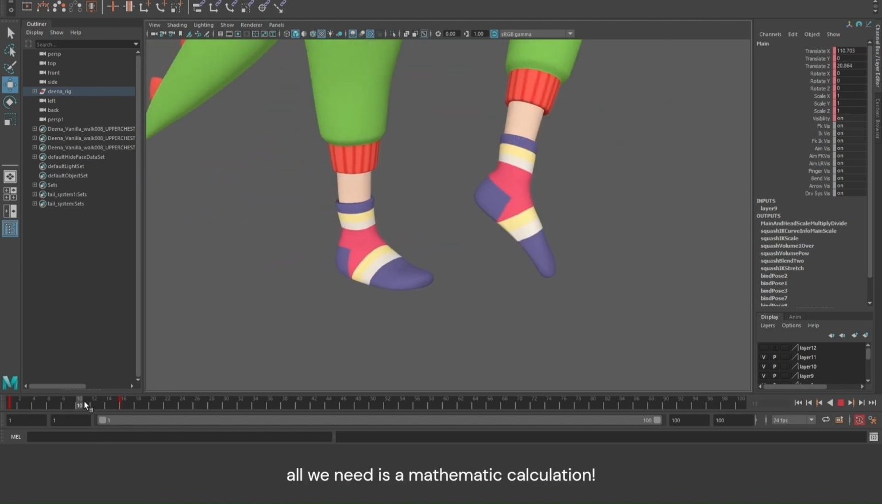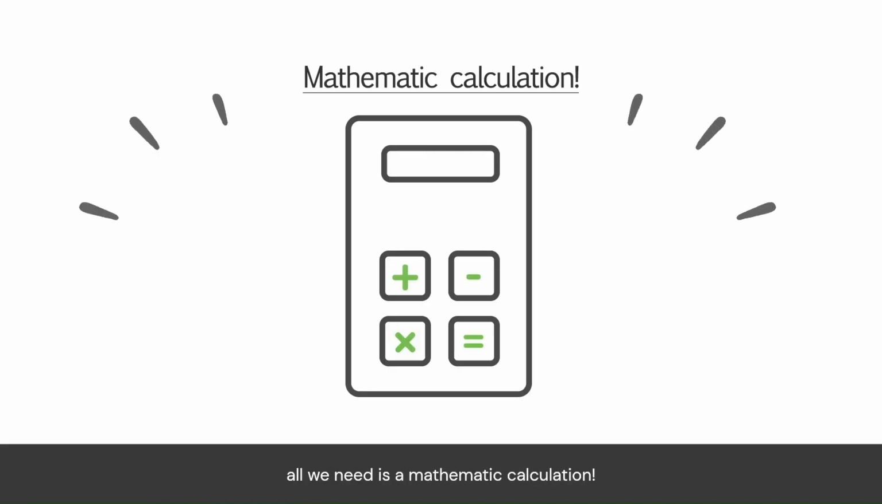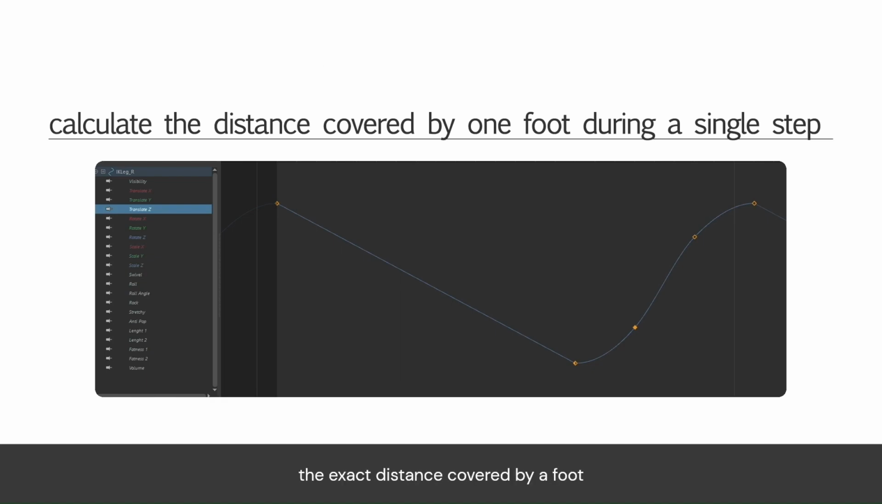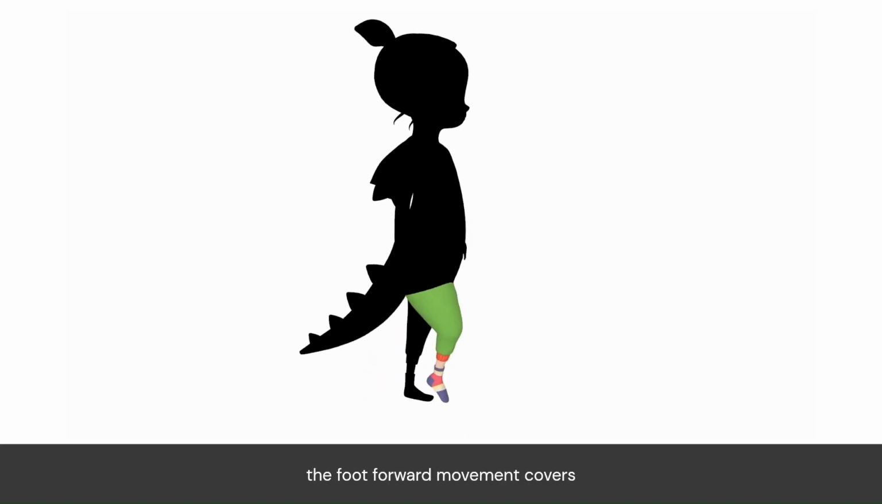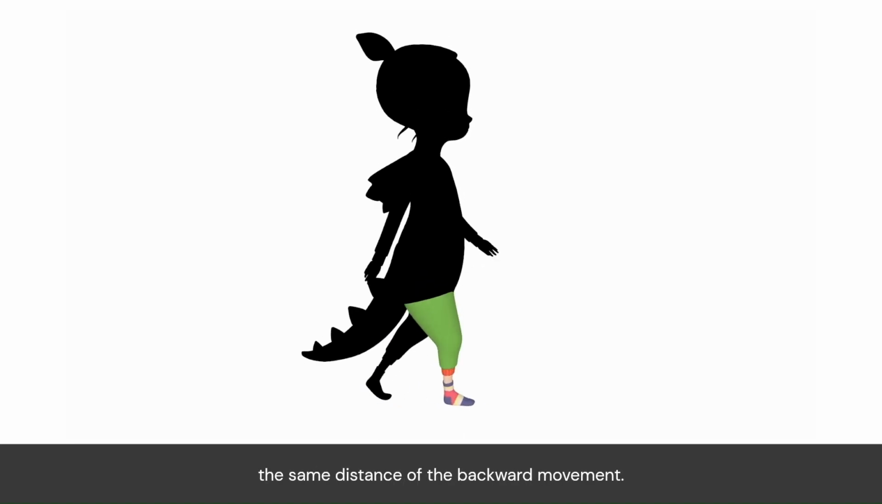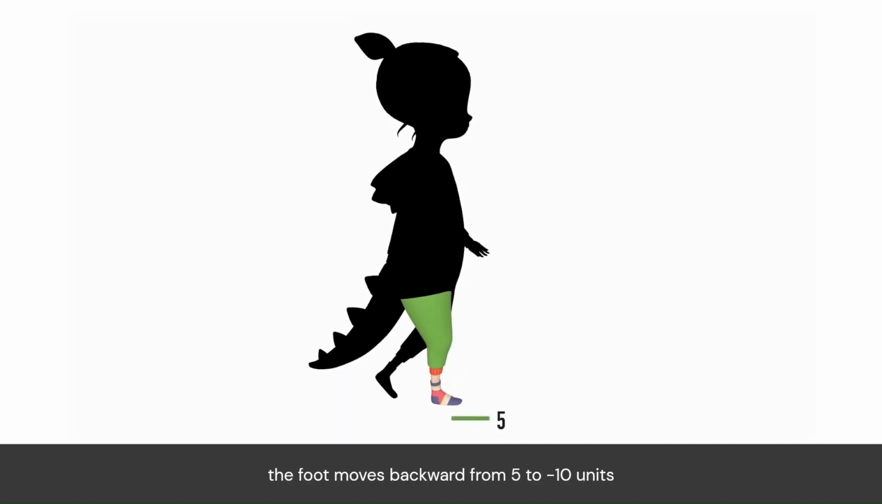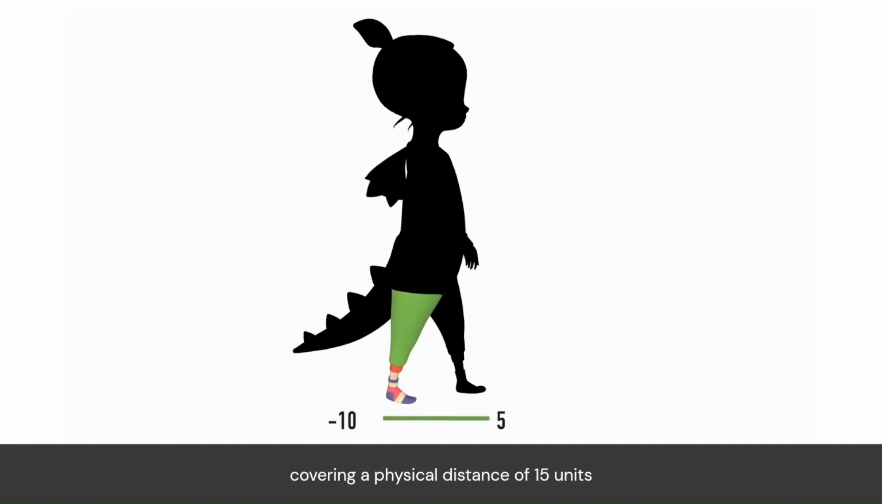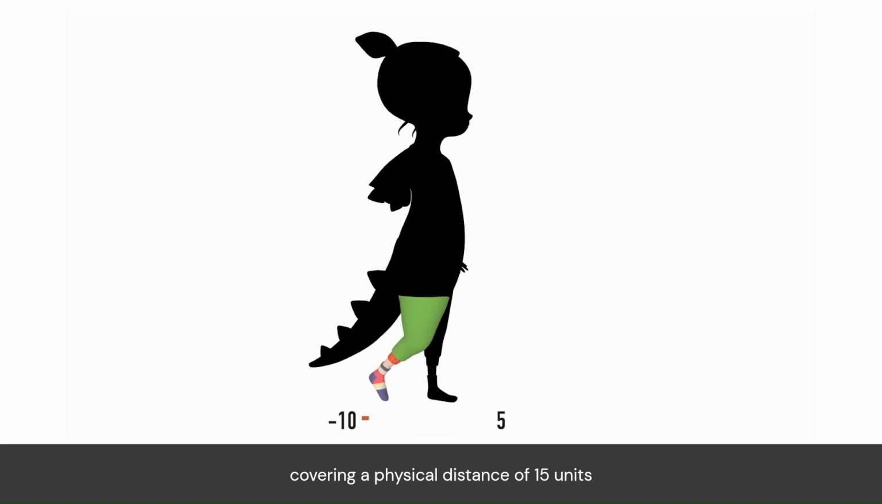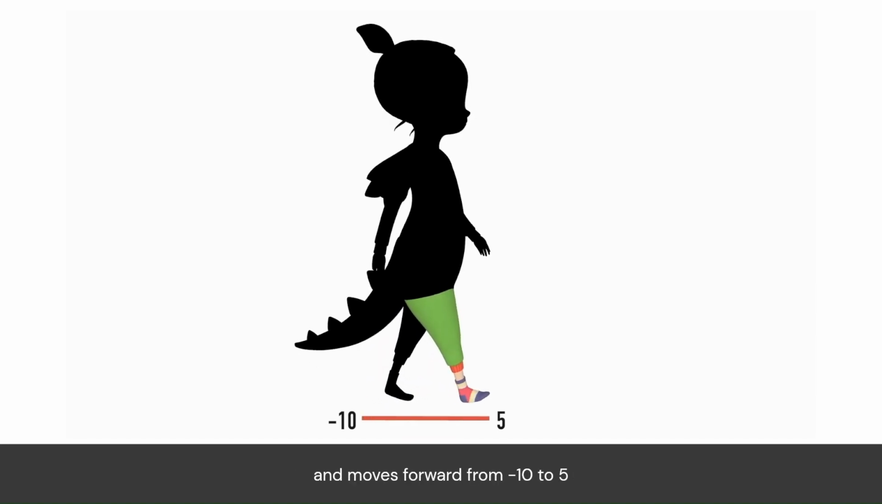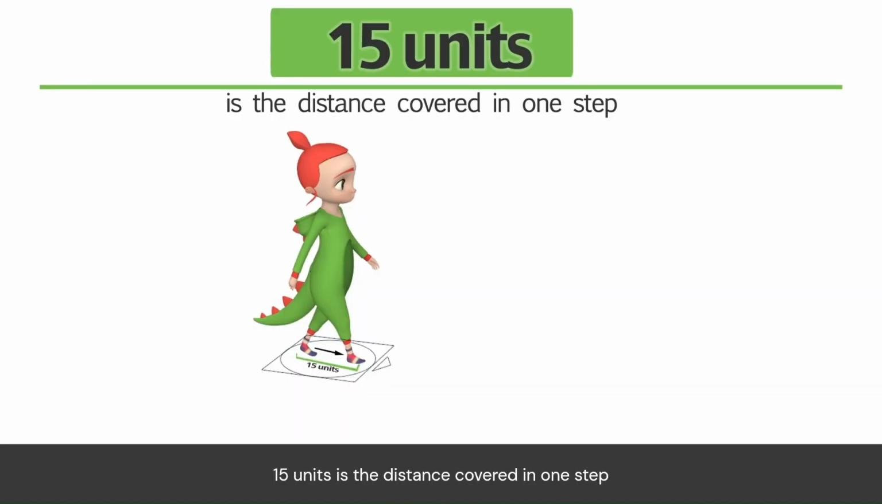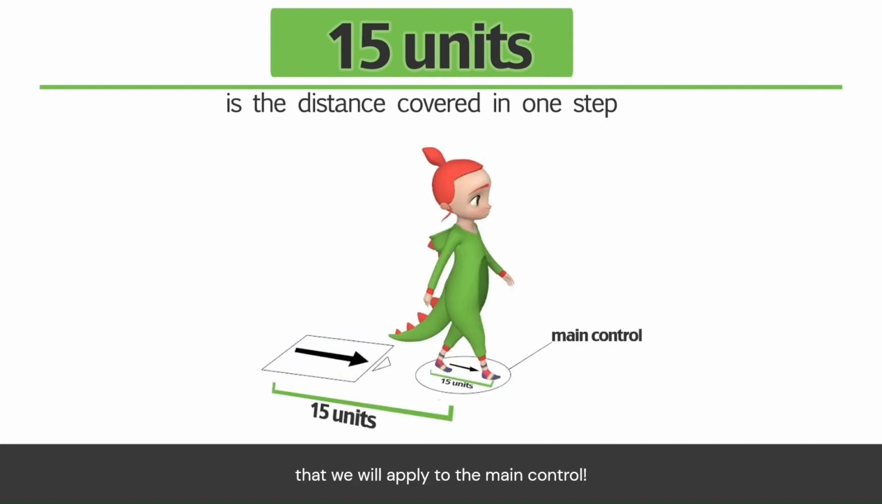To fix this, all we need is a mathematical calculation. We need to determine the exact distance covered by a foot in one single step. During a walk, the foot forward movement covers the same distance as the backward movement. Example: the foot moves backward from 5 to -10 units, covering a physical distance of 15 units, and moves forward from -10 to 5, so it covers again 15 units. So 15 units is the distance covered in one step that we will apply to the main control.